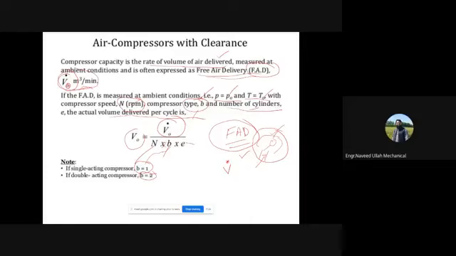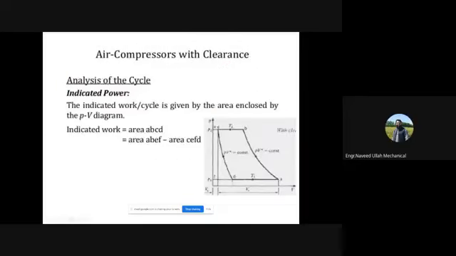So if you know about this FAD, if you know about the RPM, you know about this type of air compressor, and you know about the number of cylinders, you can calculate actually how much air will be delivered. ठीक है, तो ये चीज़ भी आपको समझ आ गई.